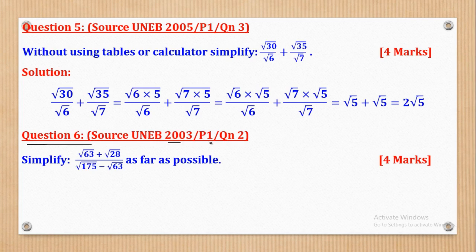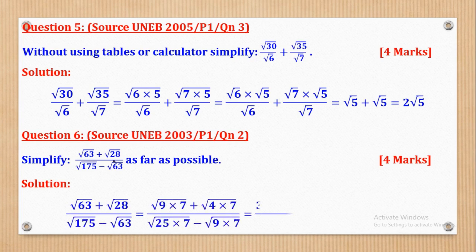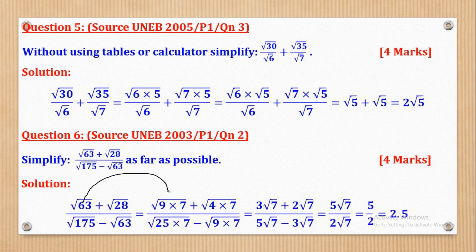Then question 6 came from UNEB 2003 paper 1 question 2 and says simplify this as far as possible. So first of all, 63 is the same as 9 times 7, and this is the same as 4 times 7, this is the same as 25 times 7, and this is the same as 9 times 7. Then from there, this is 3 squared, so 3 comes out, 2 squared, so 2 comes out, 5 squared, so 5 comes out, 3 squared, so 3 comes out.